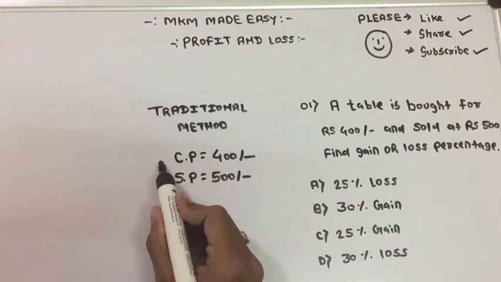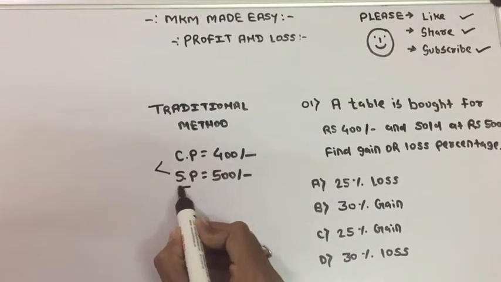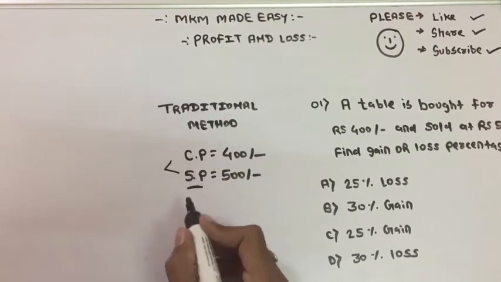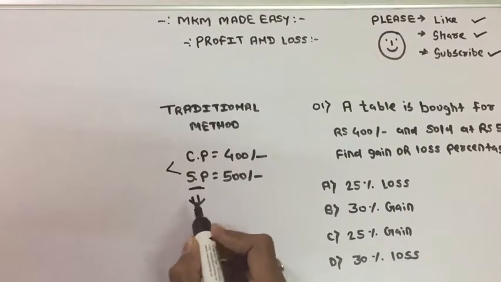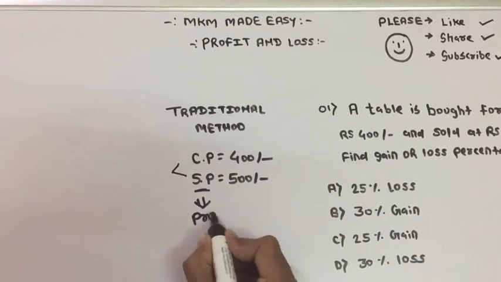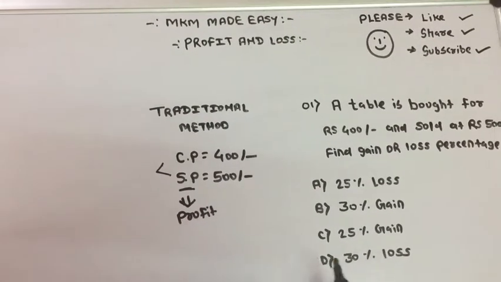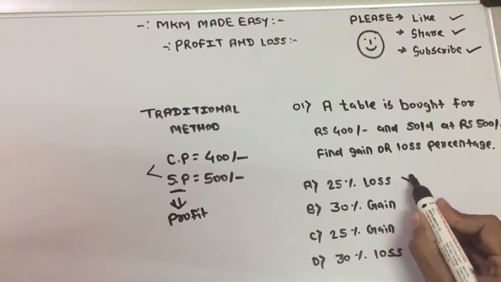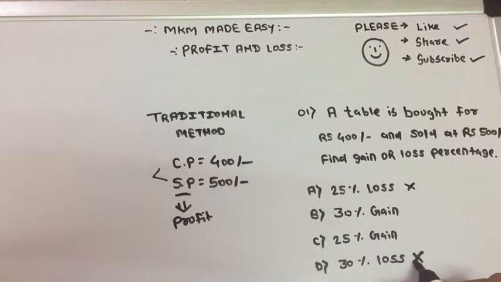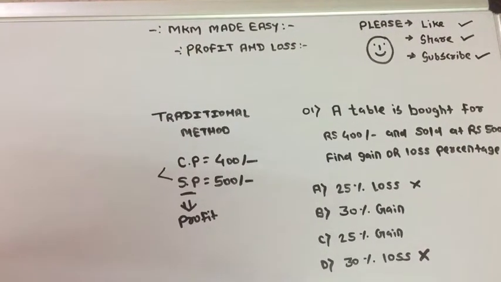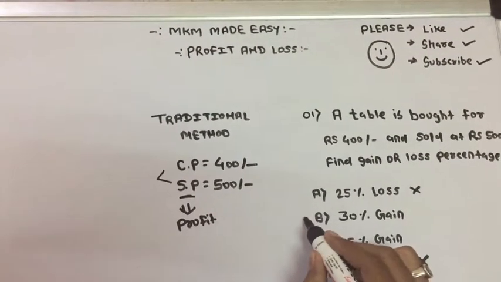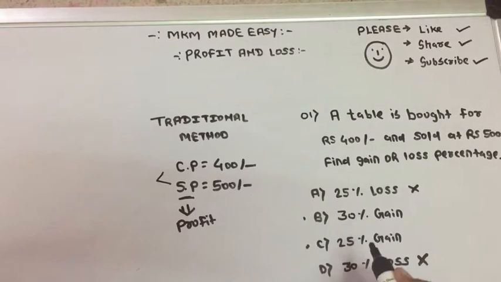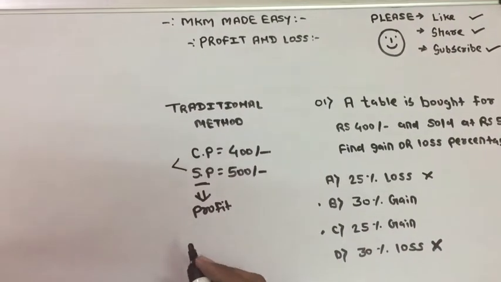Here you can see that the selling price is more than the cost price, so you can conclude that there will be a profit. By the options you can eliminate this and this option very easily. So you are left with these two options, 30% gain and 25% gain.